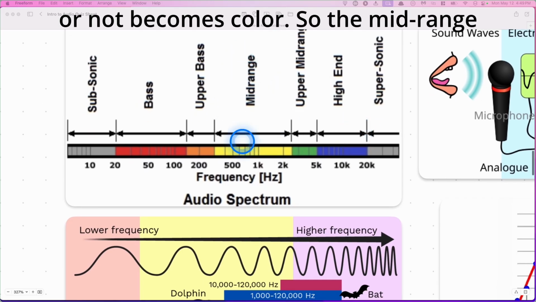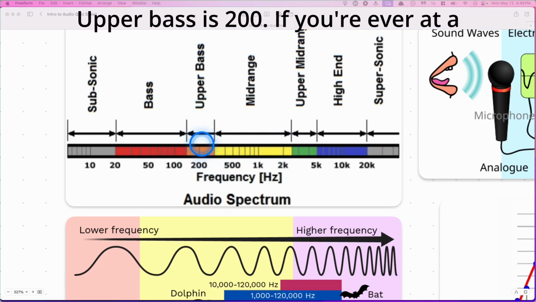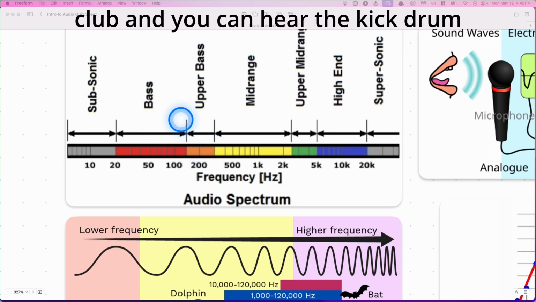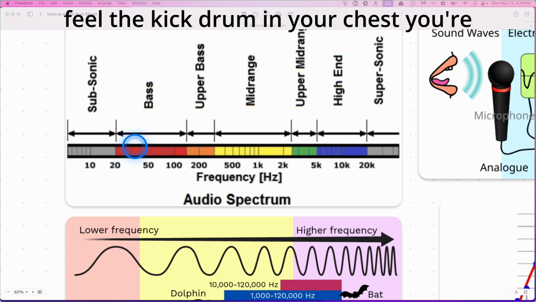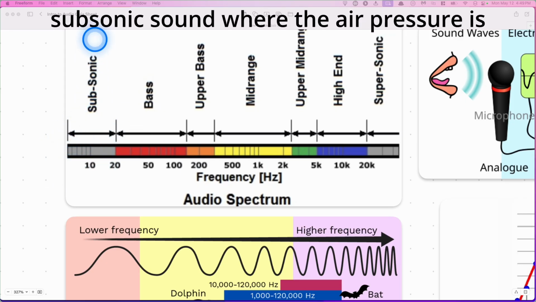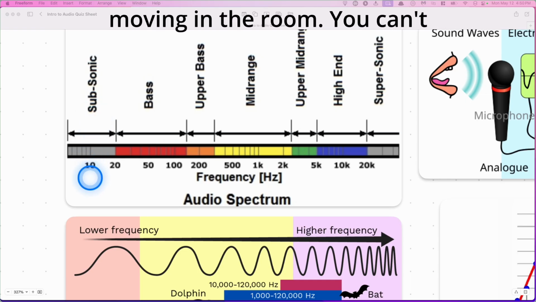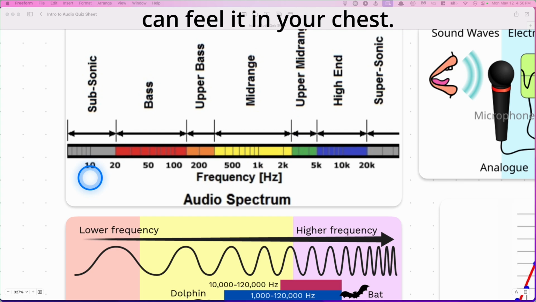So the mid-range is usually between 500 and 2000 hertz. Upper bass is 200. If you're ever at a club and you can hear the kick drum, you're in here somewhere. And then if you feel the kick drum in your chest, you're down here somewhere. There's kind of subsonic sound where the air pressure is moving in the room. You can't necessarily hear it, but you can feel it in your chest.